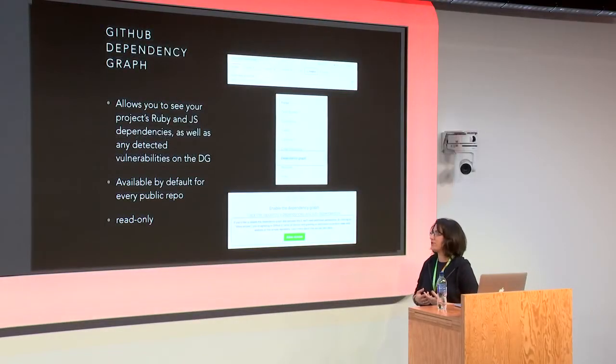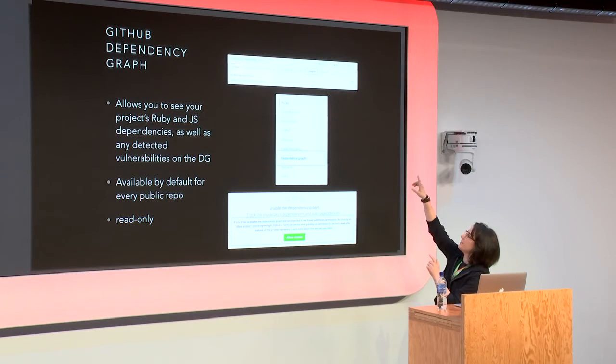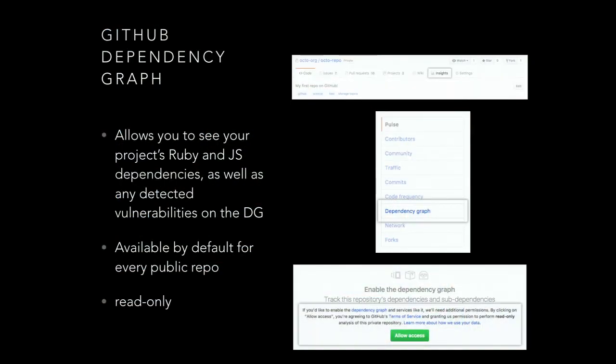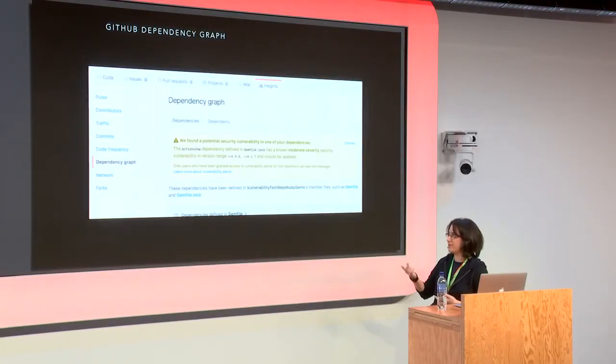One example of a tool could be the GitHub dependency graph. It's actually an easy tool to set up because by default it's set up on all public repos. If you want to set it up on a private repo, you have to go to the Insights tab, click on the dependency graph, and just allow the access. This is available for JavaScript and Ruby, which means that you need to have a Gemfile or a package.json. And it's read-only, which means that GitHub will go through your package.json and just check if there's any vulnerability. Usually, if there's any vulnerability, you will have this yellow box saying that you need to check and patch your packages.